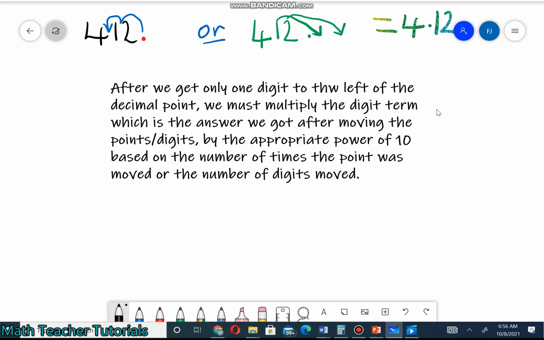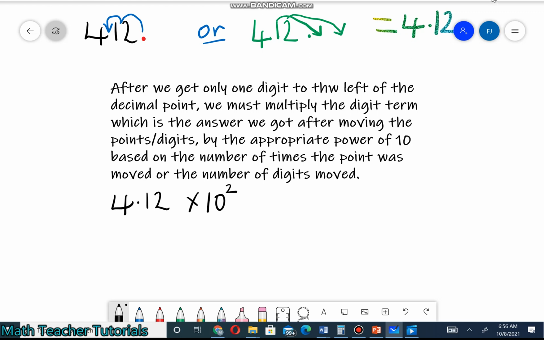So that would translate to 4.12 times 10 squared. The base of the exponential term will always be 10, but again, the power is determined by the number of times the point is moved or the number of digits moved. So in this case, we move the points twice to get the one digit to the left of the decimal place, twice to the left, or we moved the digits 2 and 1 to the right of the decimal point, hence the positive sign.